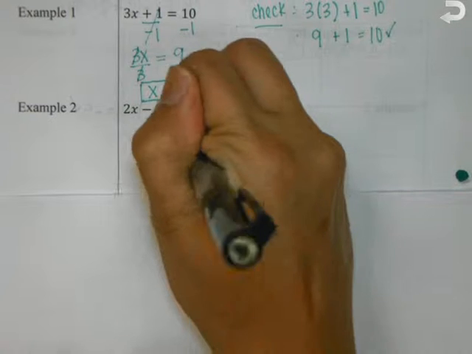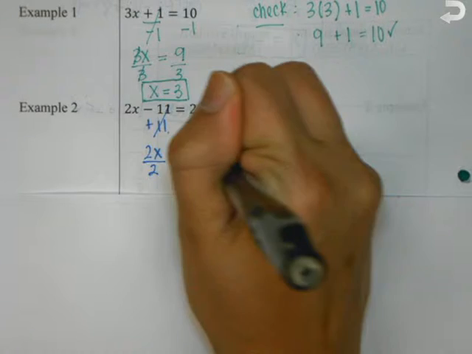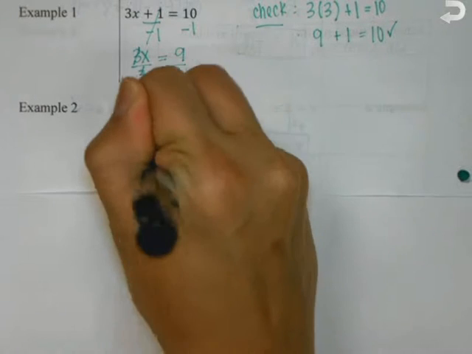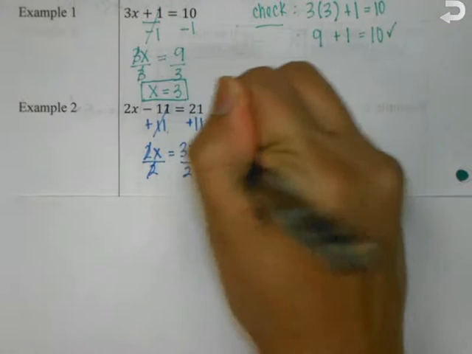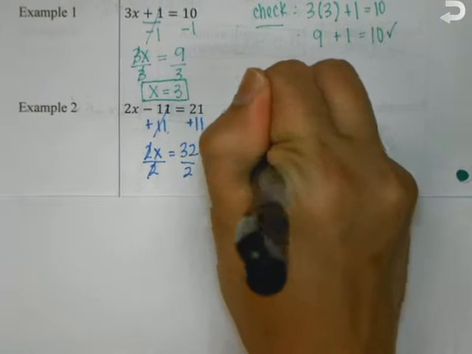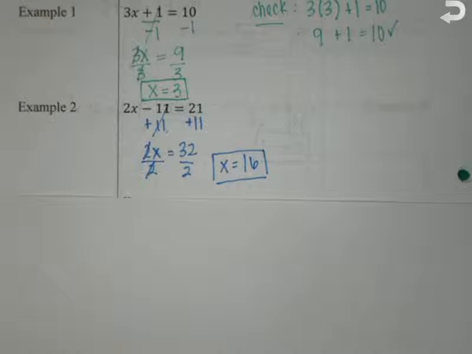Okay. Then what did you do, Angel? Divide by 2. Very good. We divide both sides by 2. So that gives me x equals, let's put it over here, 16. How many of you got x equals 16 as your answer? How many of you checked your answer by plugging it back in? Very nice. Thank you, all of you.